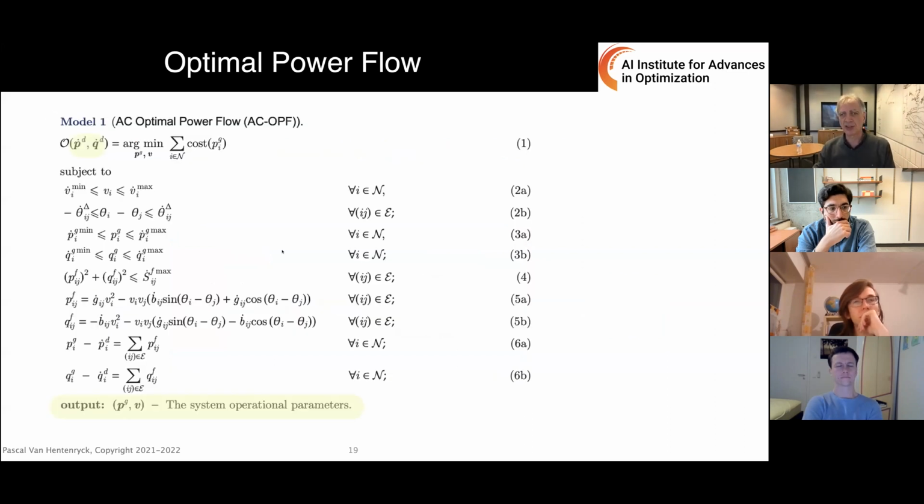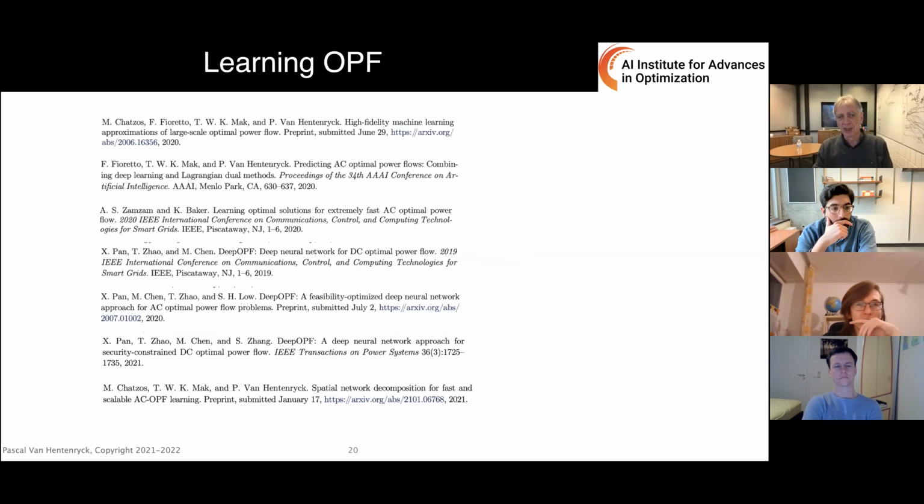So this is once again the optimal power flow. The input is essentially the net load at every one of the buses. So what is the real and reactive power that you need to supply? And then what you see there is the output, the set points of the generators. That's what you need to produce. And these are the two things that you give to the generator: how much active power and what is the voltage magnitude set point.